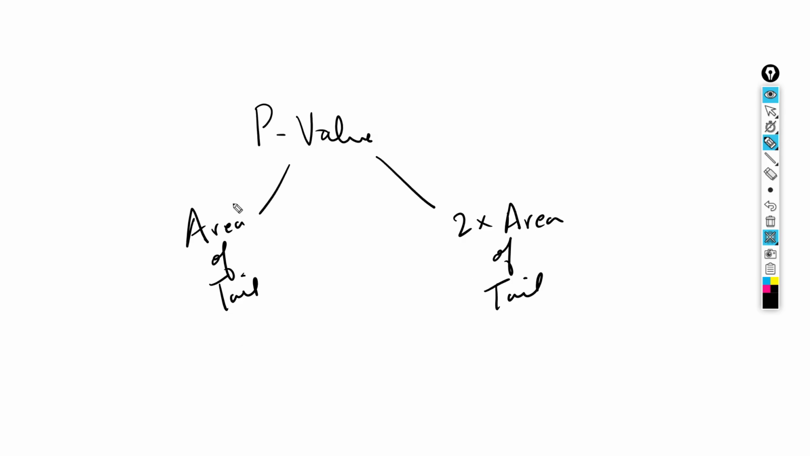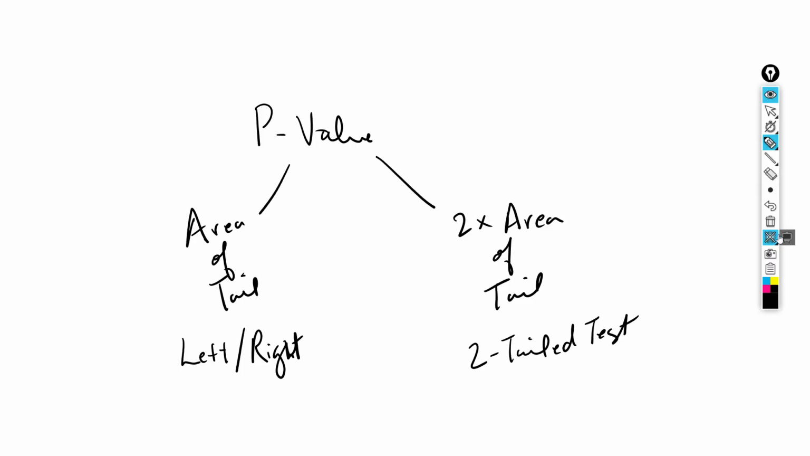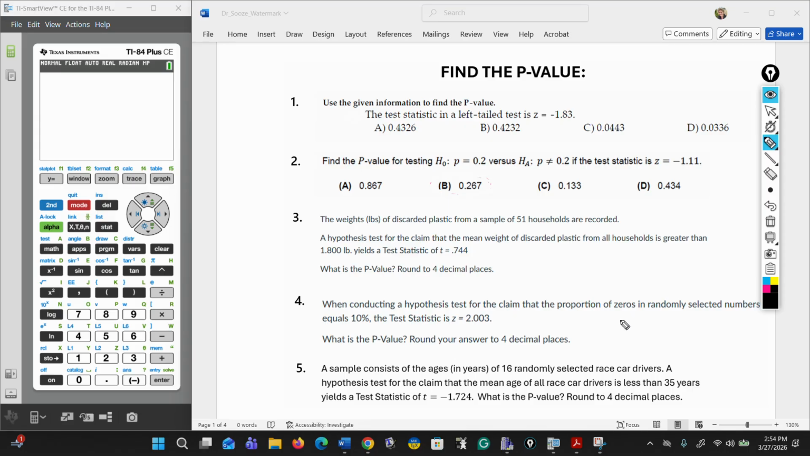You will have just the area of the relevant tail if you have a left or right tail test. And you'll use 2 times the area of the tail if you have a 2-tailed test. So that's a good way to help remember it. And since a p-value is area or 2 times area, we're going to take that to 4 decimal places, which is the convention. So we're going to go through these 5 questions, and I'm going to start with that first one.